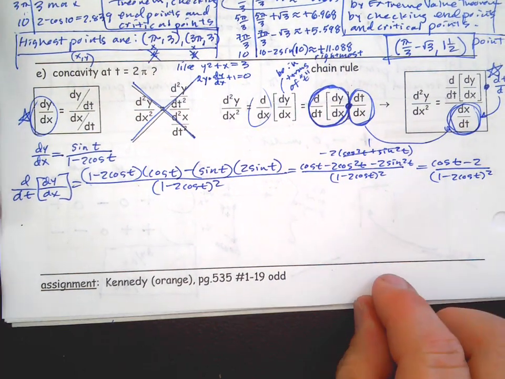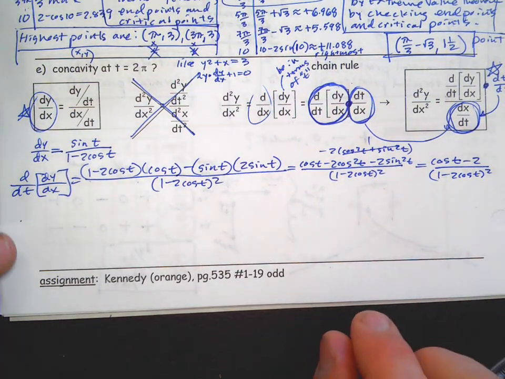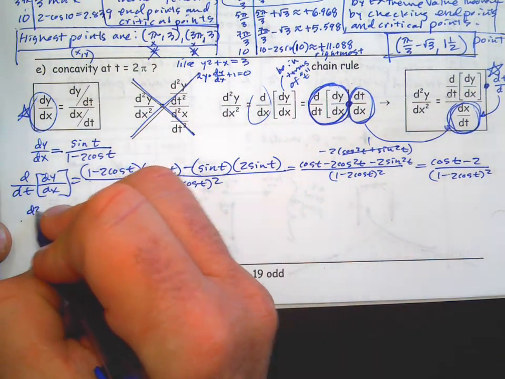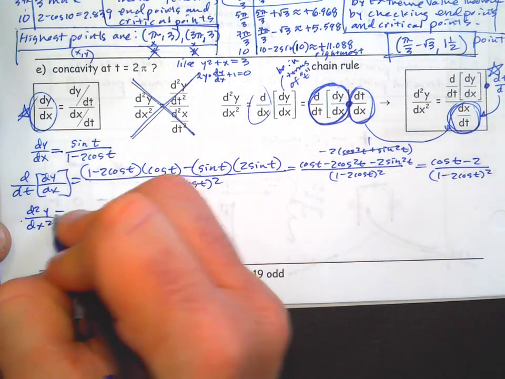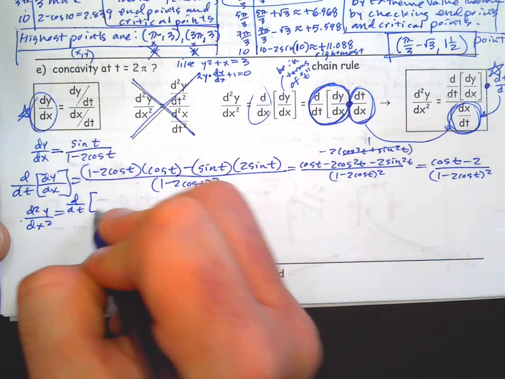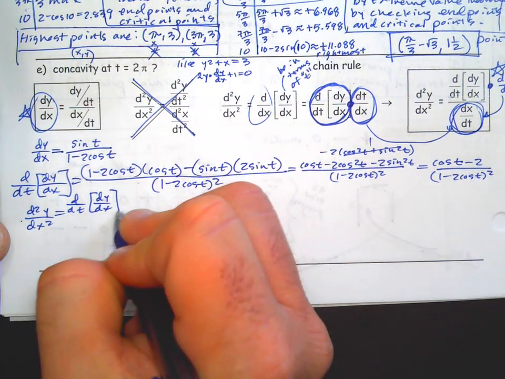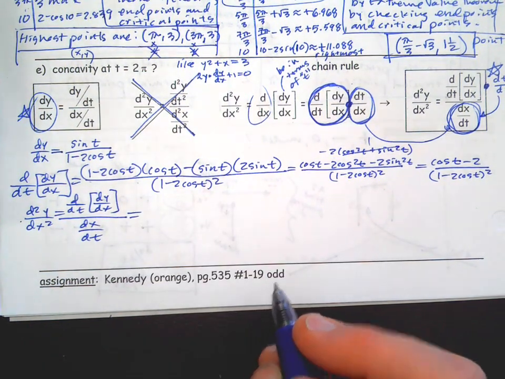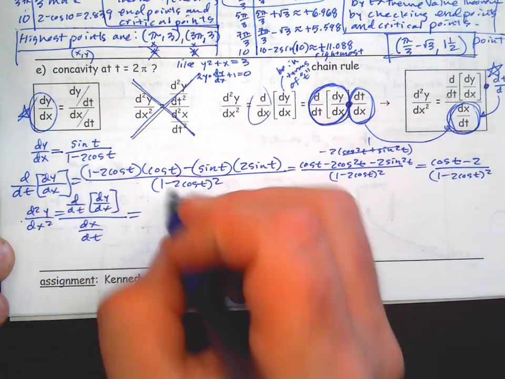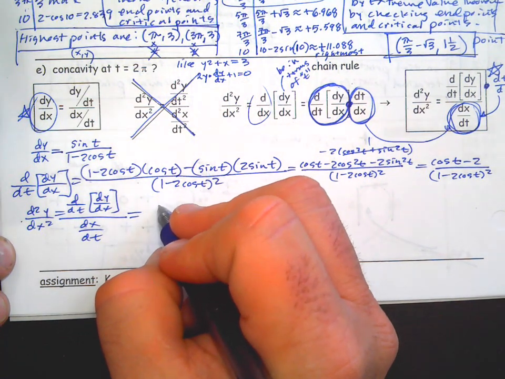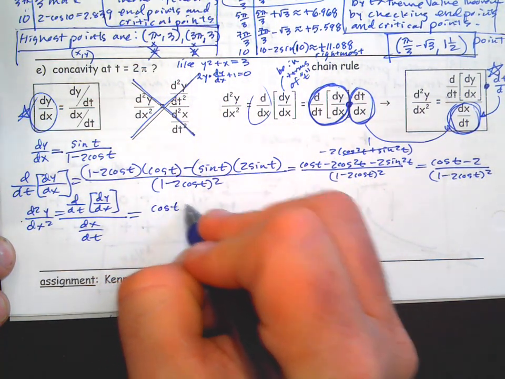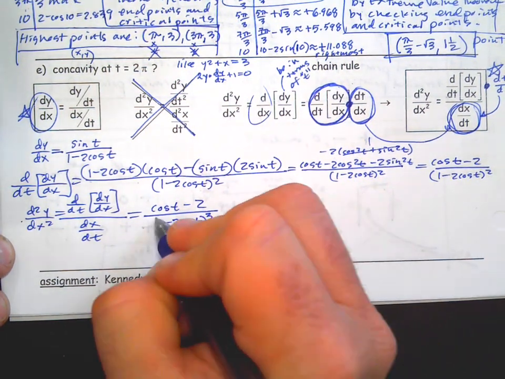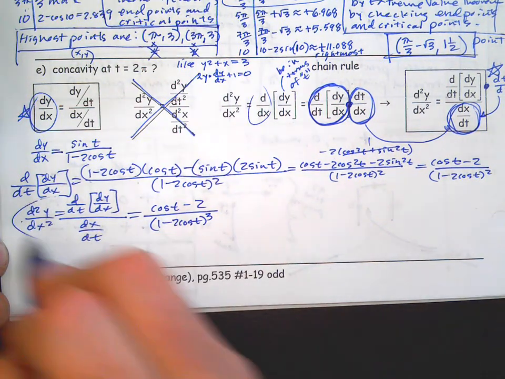So that's not the second derivative yet. That's just the derivative of dy/dx with respect to t. So then to get the actual second derivative, we got to take this result that we just found and divide it by dx/dt, which we've already used. So dx/dt was 1 minus 2 cosine t, so it's going to be cosine t minus 2 over 1 minus 2 cosine t cubed, because there's already a square there, right? So this is your second derivative.